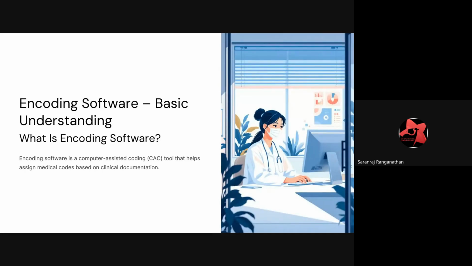Encoding software, basic understanding. What is encoding software? Encoding software is computer-assisted coding, CAC. Did you have any chance of working with this particular software in your previous organization or project? CAC? I guess no, sir.